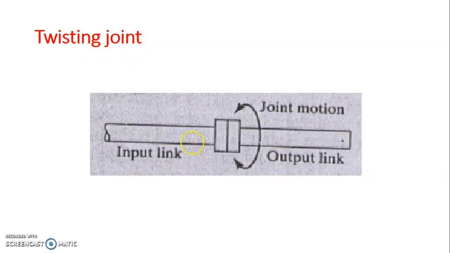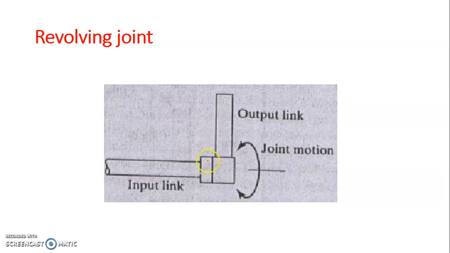So this is the twisting joint. In the diagram we can observe the joint, how it is. Here the input link is this and the output link is this. This output link can twist due to the twisting joint.